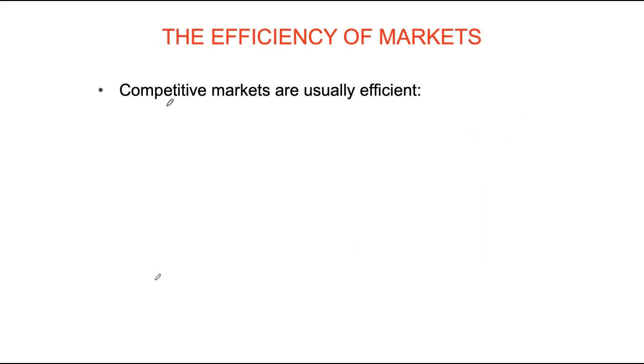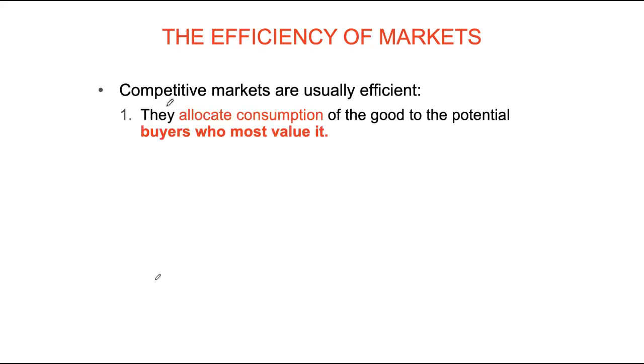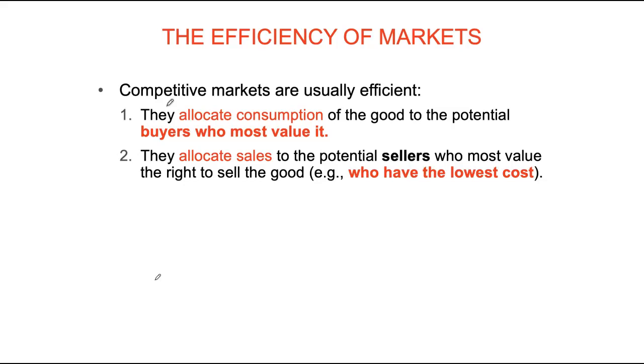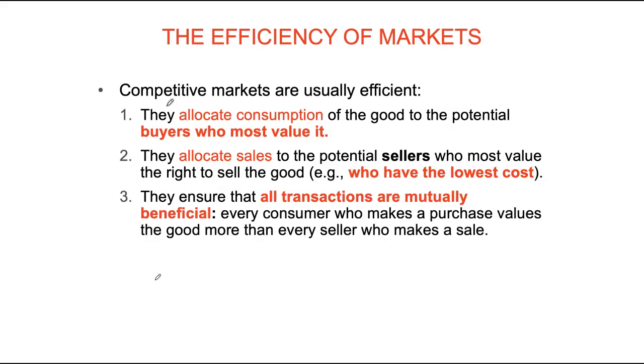So total surplus will be the maximum possible, as well off as consumers and producers can be given a particular demand and supply curve. A free market is allocating consumption always to those buyers who value it the most. A free and competitive market will allocate sales to those sellers who can produce that particular good at the lowest cost possible. A market will automatically not allocate sales to those producers who are producing at a high cost compared to other sellers. Thirdly, all transactions in a competitive market are mutually beneficial.